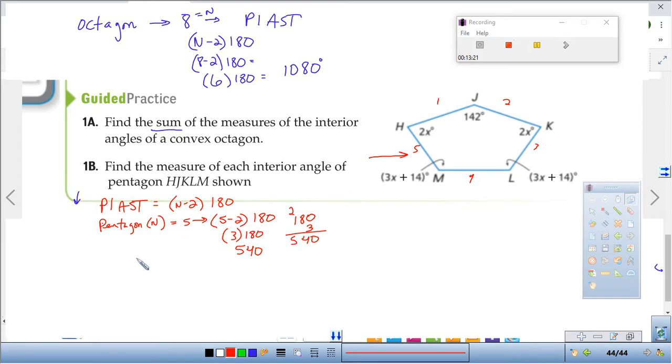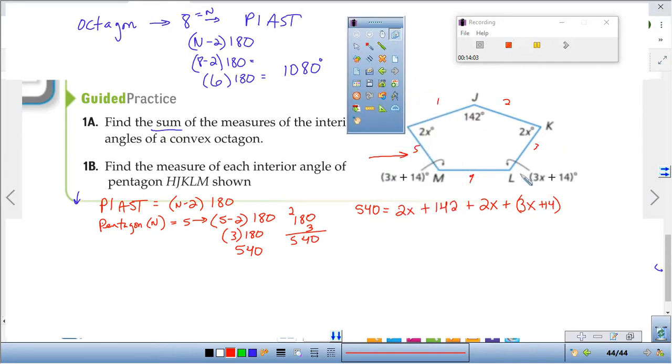Oh great, this is going to be a tough one, I guess. That's not that bad. Here you go, ready? 540 is equal to, I'm going to start here at H and go around this way, all the angles together. Every single angle added up together, at least the degrees they gave us here, will equal that 540. So we're going to add them all up: 2x, plus 142, plus 2x, plus 3x plus 14, plus another 3x plus 14.